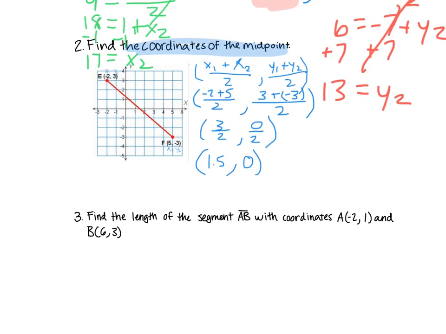Any questions on that? So when it's asking for coordinates of the midpoint, you are going to give me a coordinate. When it's asking for length of the segment, you're going to give me one number that's the length.